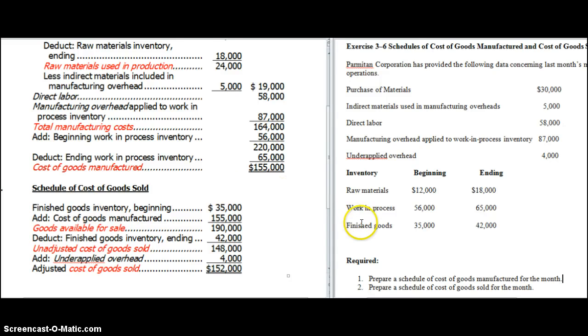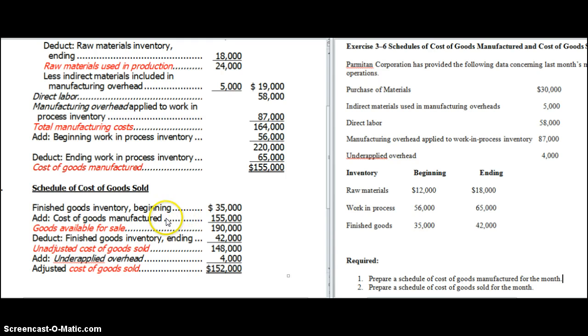So always begin with the finished goods beginning inventory, because when a company sells goods in the current month, the company will first sell goods which were remaining from last month, which for this month is the beginning inventory. So last month's closing inventory becomes the current month's beginning inventory. So start with the finished goods beginning inventory, 35,000.